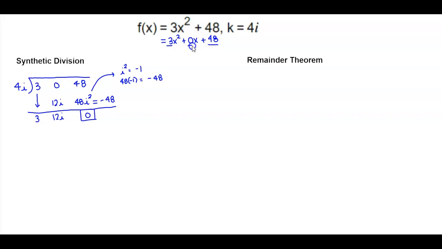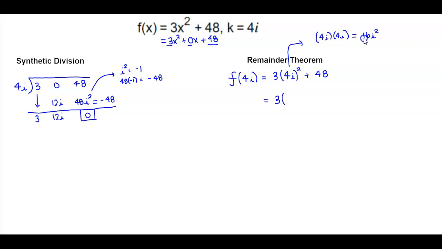Okay, so now let's try the remainder theorem to see if we get the same result. So we're going to find f of 4i, and then we're going to plug it into the function. So this is 3 times 4i squared plus 48. Okay, so we have 3. Now remember here that this is 4i times 4i. Well, 4 times 4 is 16. i times i is i squared.